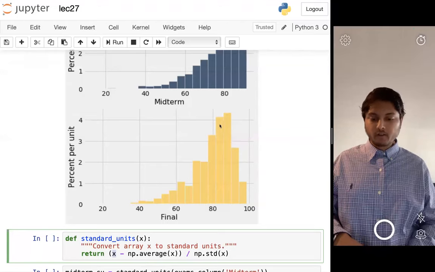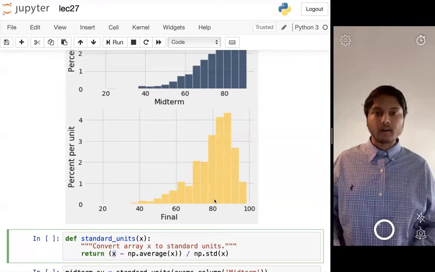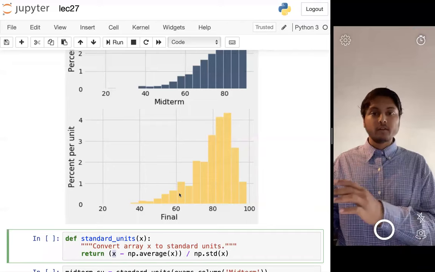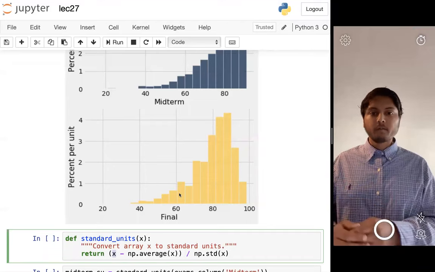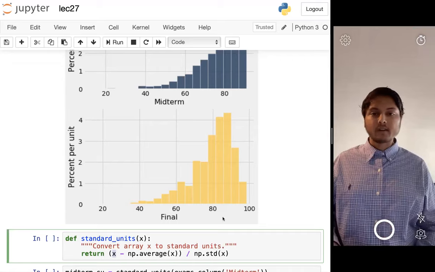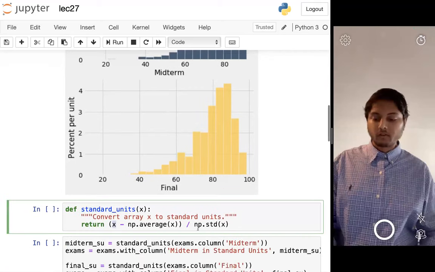If you look at, for example, the final score, let's say the average is 80. I don't know what it is, but let's say it's 80. If I take all the values in here and subtract 80, this entire distribution is now going to be centered at 0. That's why the average of the standard units is 0. And then we'll also divide by standard deviation to squish things appropriately and scale it all.